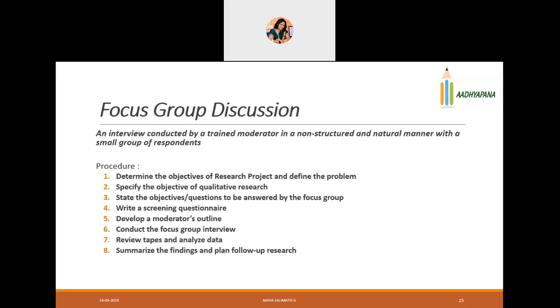Now the procedure is: determine the objectives of the research and define the problem, specify the objective of qualitative research, state the objectives and questions which are to be answered by the focused group, always have a screening questionnaire, and develop a moderator's outline. You do an interview, and then after the interview the moderator will give you the whole result of what was interviewed, what was the discussion about. The moderator will understand on his own and then interpret what he has understood.